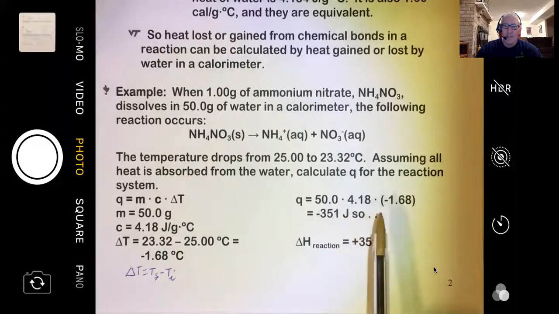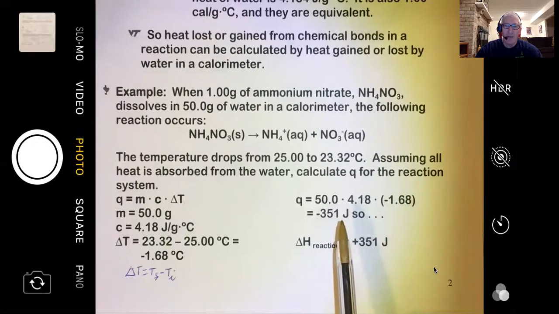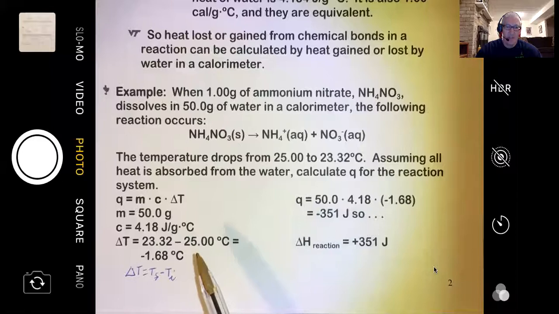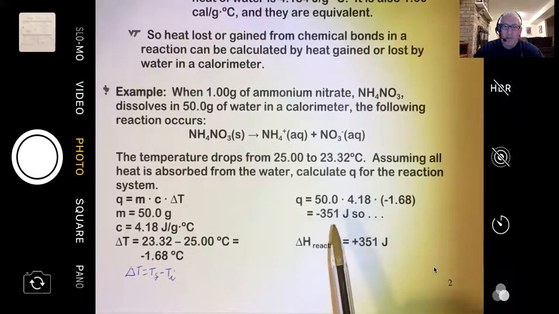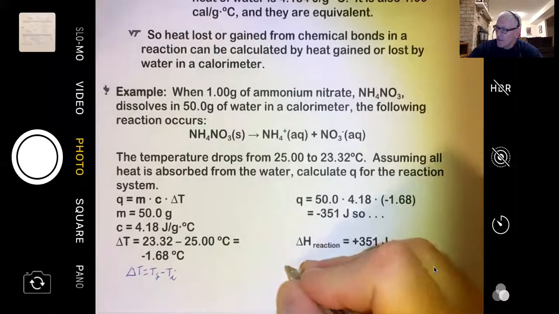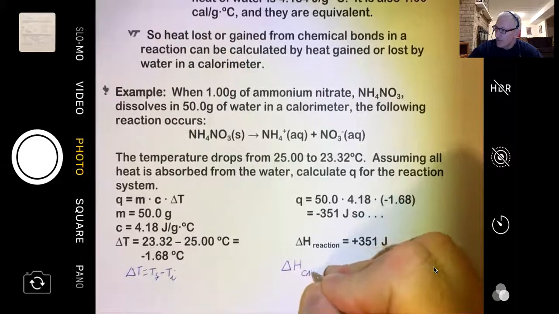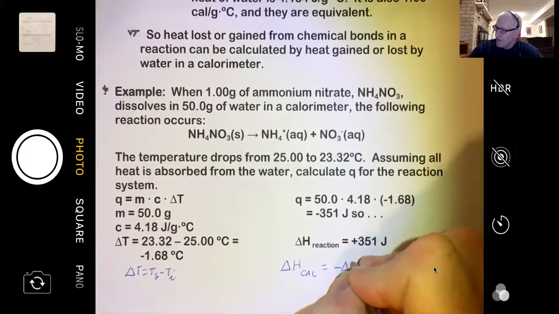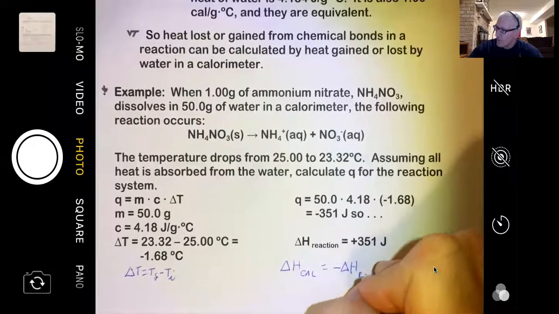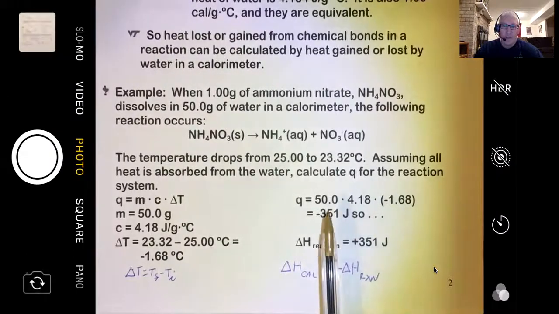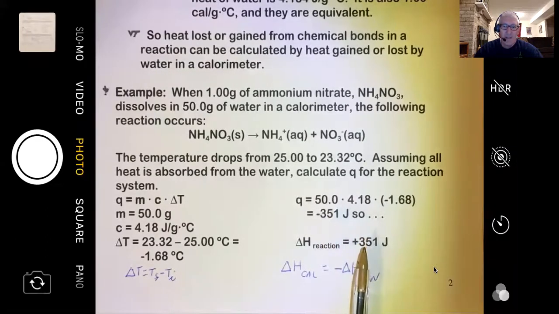And so this is going to tell me that the amount of heat associated with this process, the water itself, the water in the calorimeter, gave up 351 joules of energy. Well, what that means is, because what we said was that the change in heat of the calorimeter is equal to the opposite of the change in heat for the reaction that we're studying. So all we did was flip the sign, because if the water is giving up heat, that's because the reaction absorbed heat, and that's an endothermic reaction.